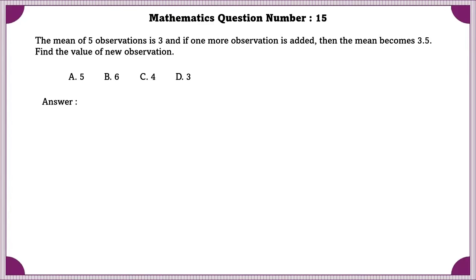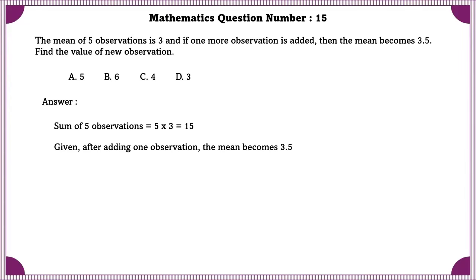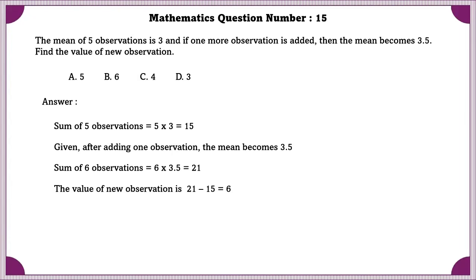Mathematics question number 15. The mean of 5 observations is 3 and if one more observation is added, then the mean becomes 3.5. Find the value of new observation. Sum of 5 observations is equal to 5 into 3, that is 15. Given after adding one observation, the mean becomes 3.5. Sum of 6 observations is equal to 21. The value of the new observation is equal to 6.